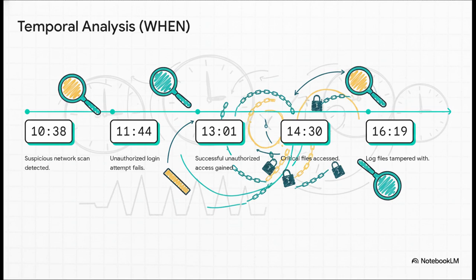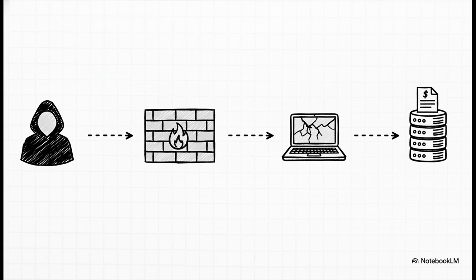This is all about the when. They build a super detailed timeline of every single event. This lets them see the whole crime unfold step by step. They can spot weird patterns, identify suspicious gaps in the data, and zero in on the most critical moments of the entire attack. Next is relational analysis, the who, what, and where.